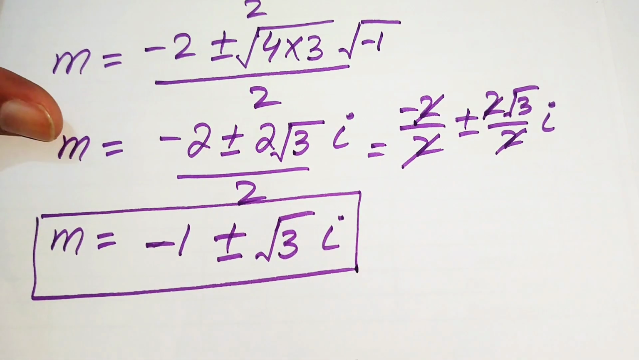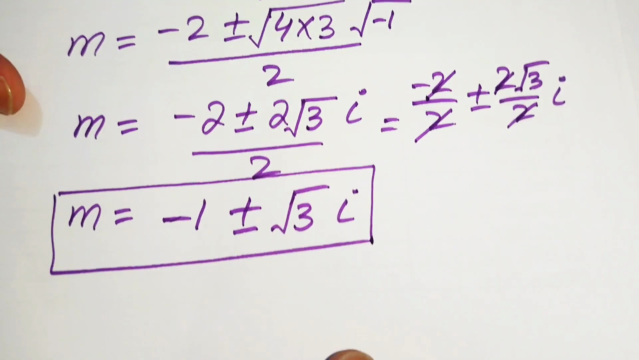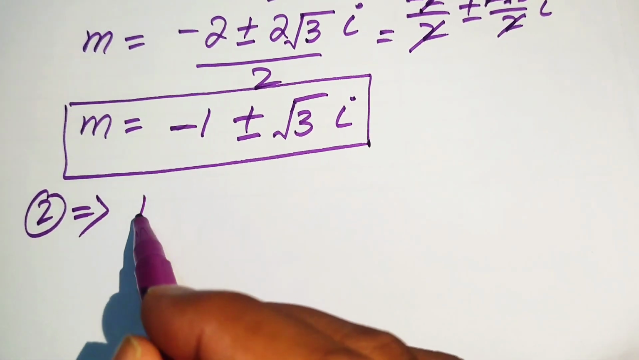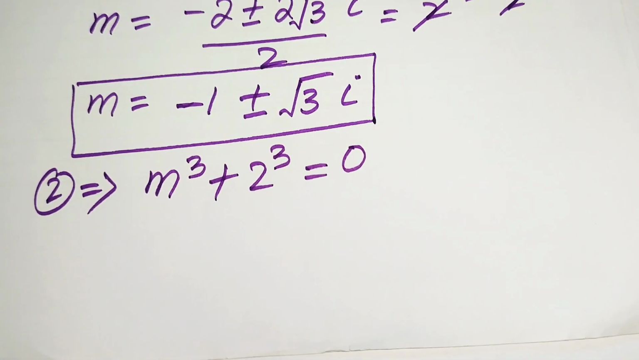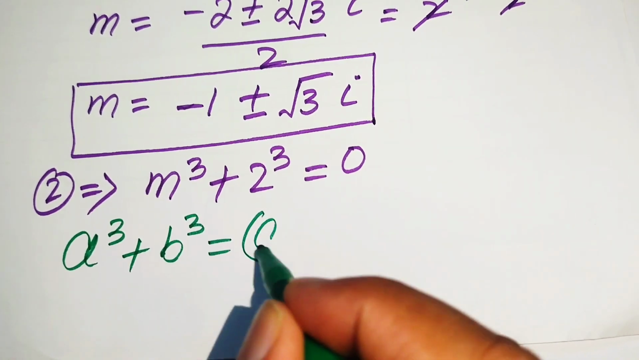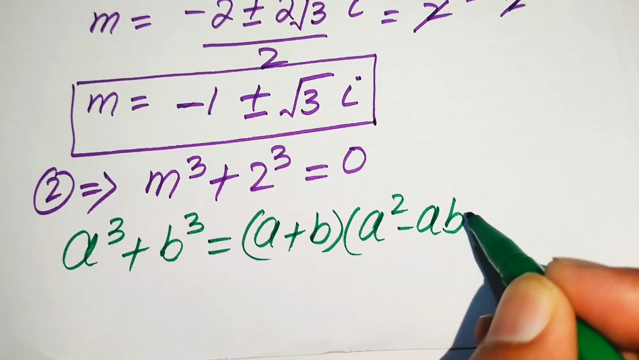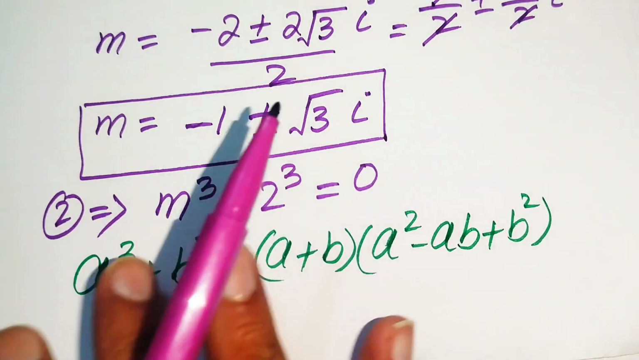And now we need to solve our equation number 2, or case number 2. So in equation number 2, first we copy down our equation number 2, and our equation number 2 is m cubed plus 2 cubed equals to 0. And here in equation number 2 we use the nice cubic formula, and it is stated as a cubed plus b cubed is equal to a plus b times a square minus ab plus b square. Here we use this nice formula on the above equation, and we proceed the same as in the above case.